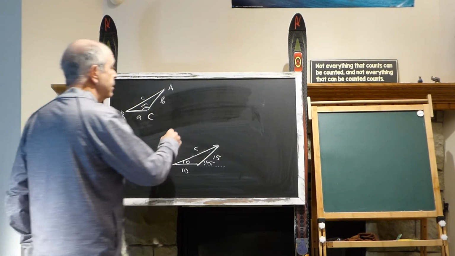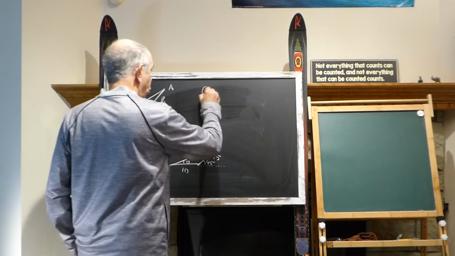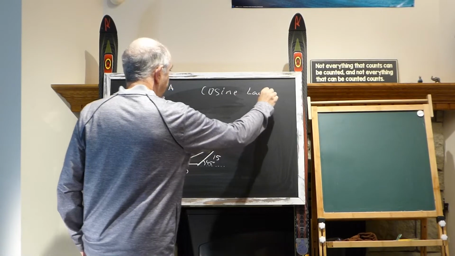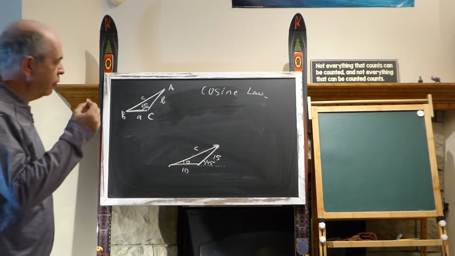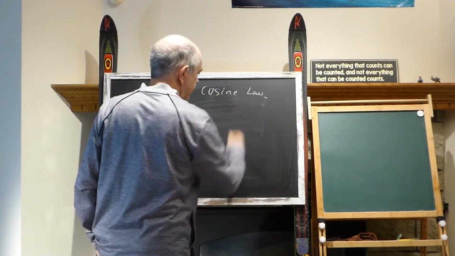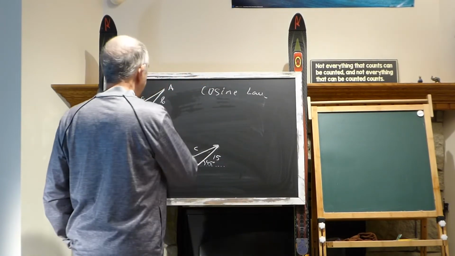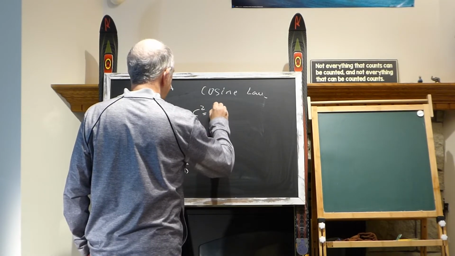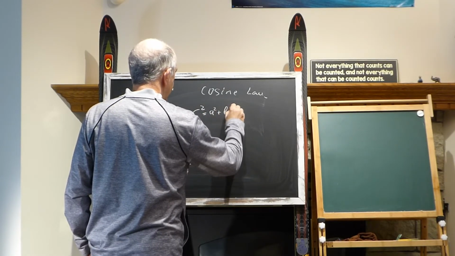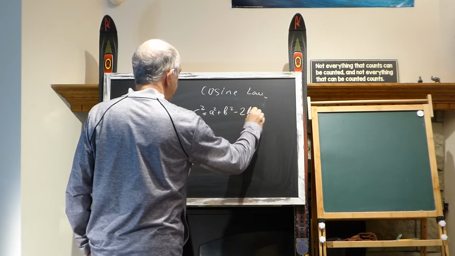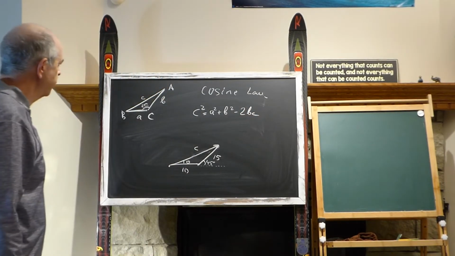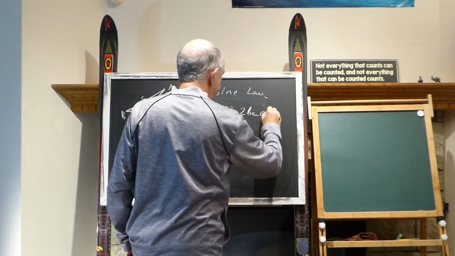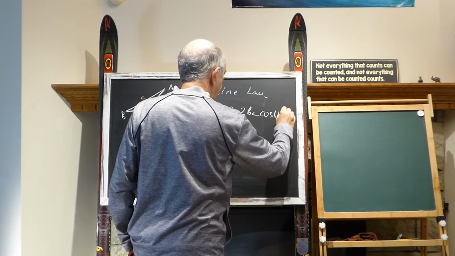And there is the cosine law. Or we can call it the theorem of cosines, but it's called cosine law. And cosine law says that c squared equals a squared plus b squared minus 2ab cosine angle C.